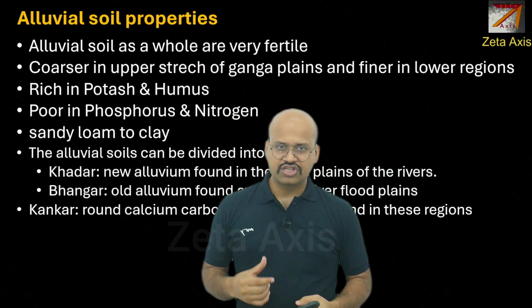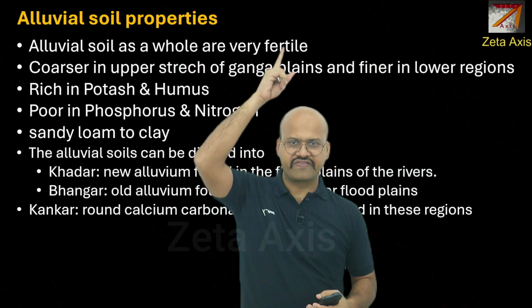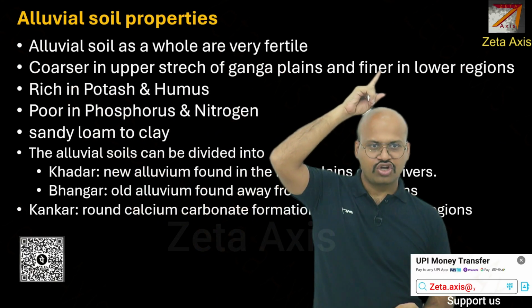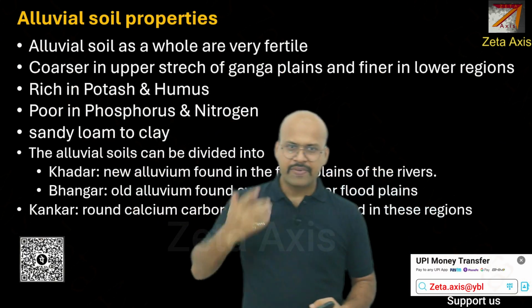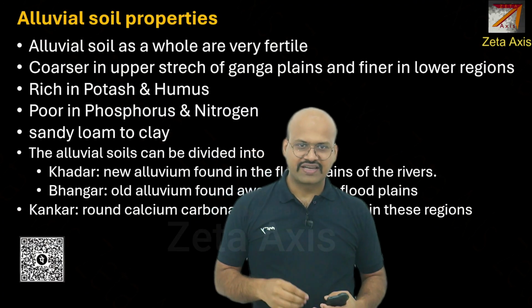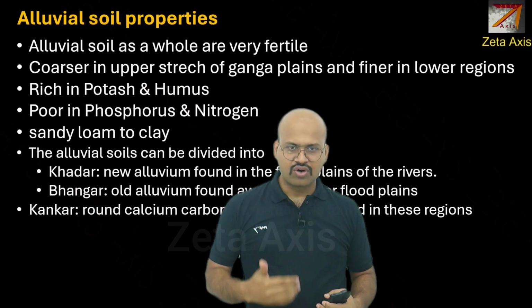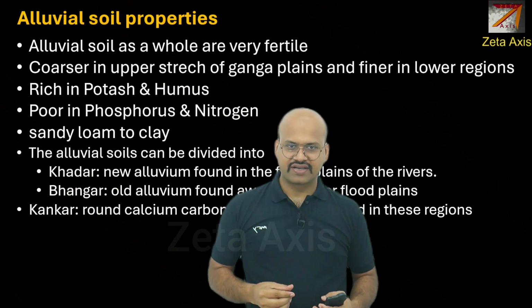Now let's see the properties of alluvial soil. They are very fertile. They are coarser in the upper stretch of Ganga plains and finer in the lower regions. So in the upper region of Ganga plains you will see that the particles are a little bigger in size, while as we go downstream the size of the particles reduces.